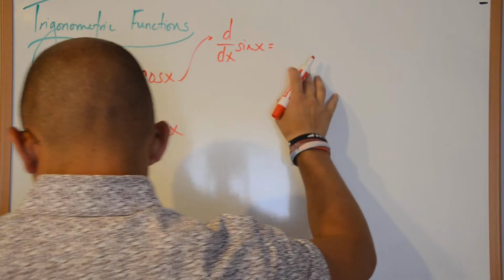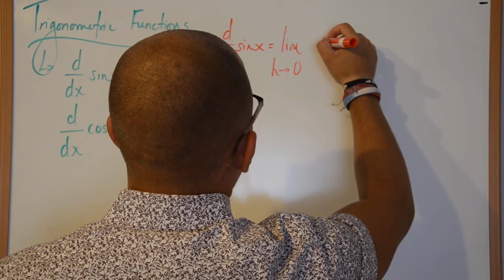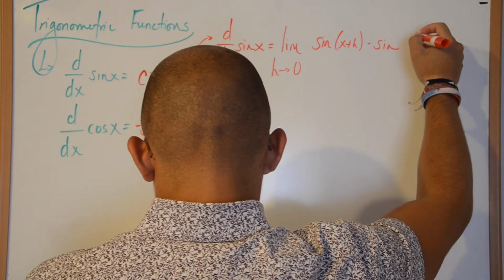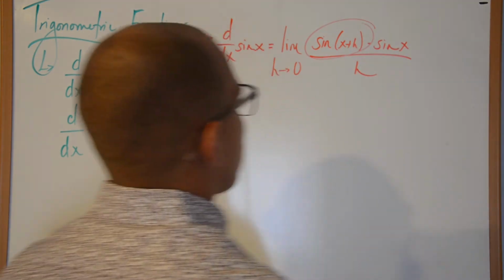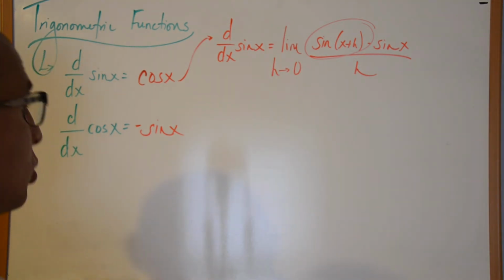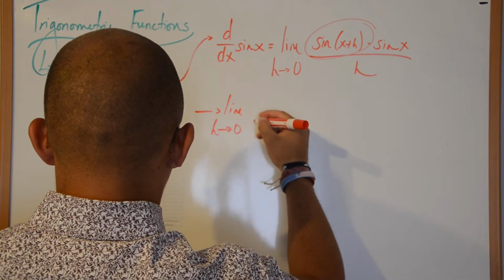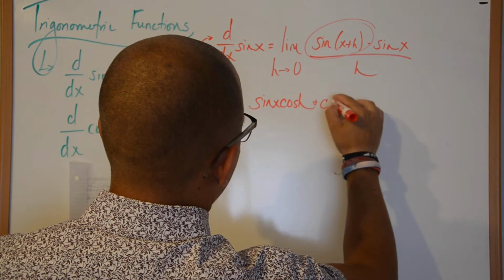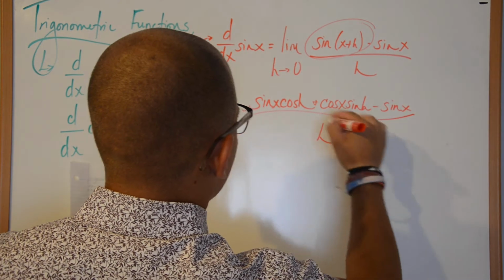So, if we take our definition of the derivative, which says the limit as h approaches 0 of f of x plus h, so this is sine of x plus h minus sine of x divided by h. This requires an addition formula, not one that you would have to memorize, but if you look in the front of your textbook, you would find it. But this will expand to sine of x cosine of h plus cosine of x sine of h minus sine of x all over h.